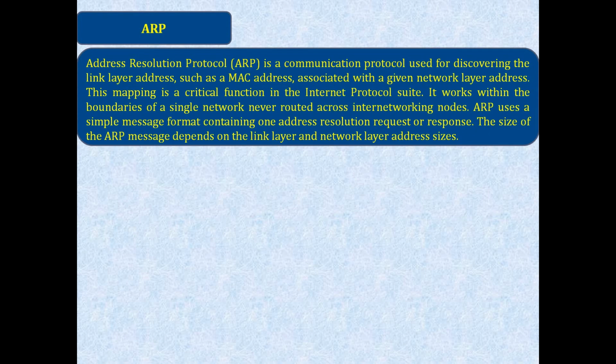And next we are going to see the ARP. ARP is nothing but Address Resolution Protocol. It is a communication protocol used to discover the link layer address, such as the MAC address, associated with a given network address, and this mapping is a critical function in the internet protocol suite. It works within the boundaries of a single network and never routes across internet nodes. ARP uses a simple message format containing one address resolution request or response. The size of the ARP message depends upon the link layer and network layer addressing.